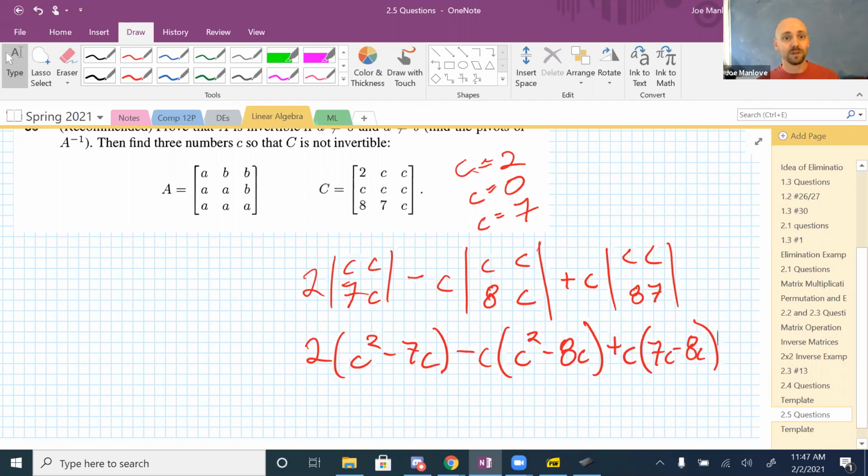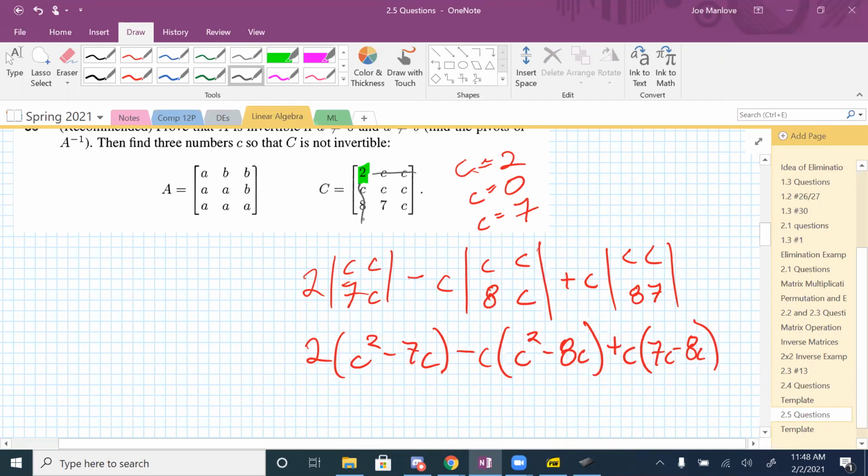Joe. Yes, sir. Could you go a little farther into how you choose your C's and your 7 and your 8 and everything? Oh, where did I get this thing from? Okay. So what I did is for this first one, I picked this 2 here. And then I crossed out the row and the column that it was in. And then I have that other little submatrix there. So that's what appeared right here.